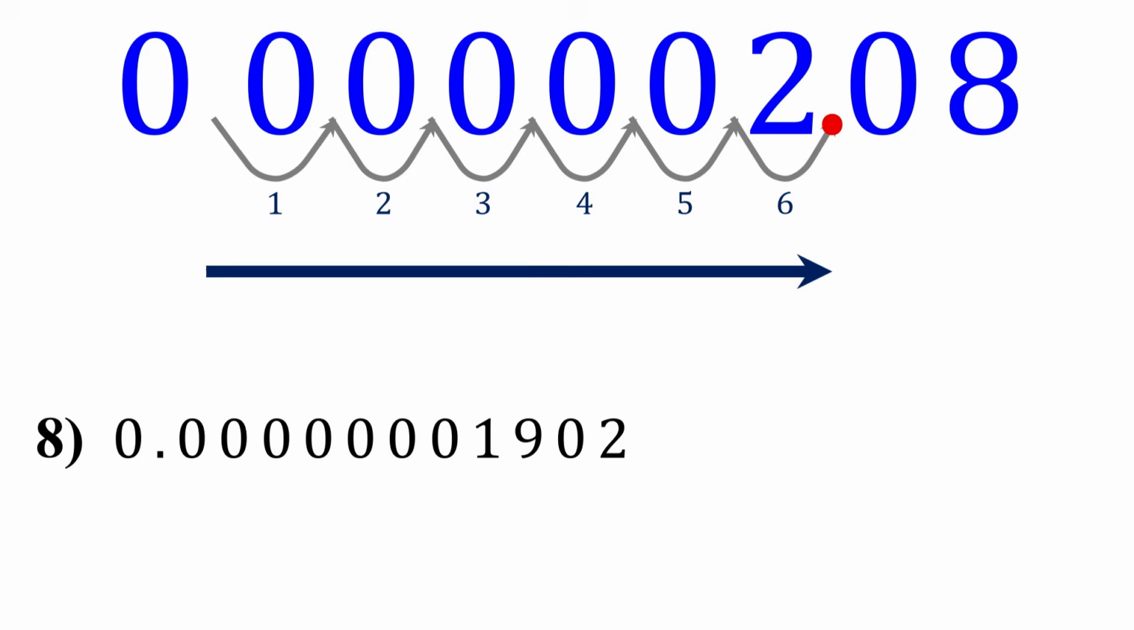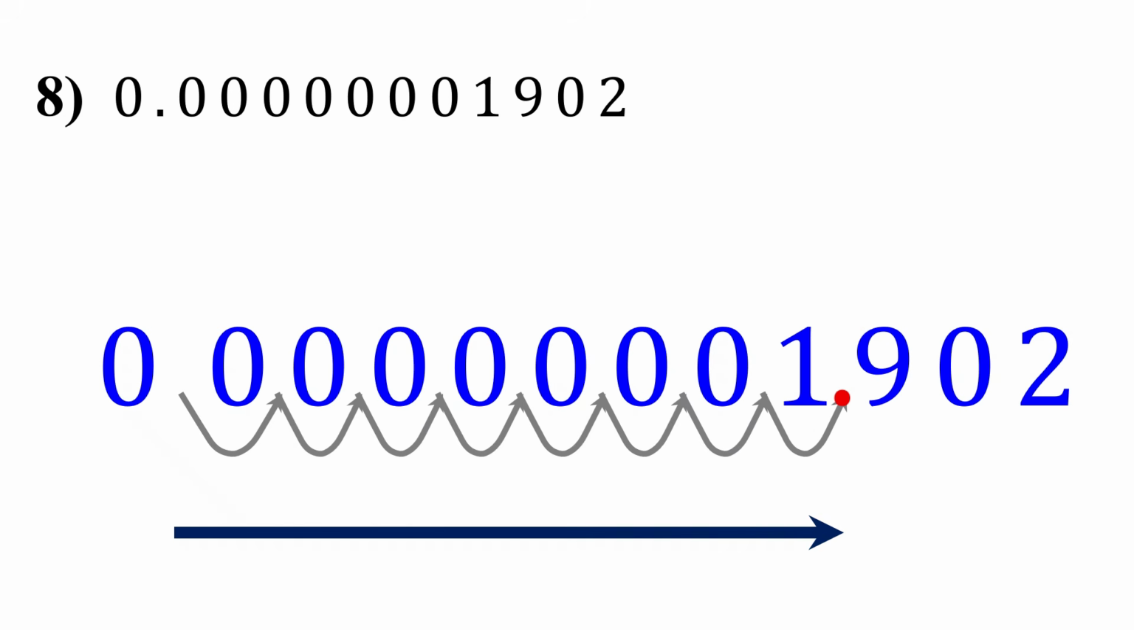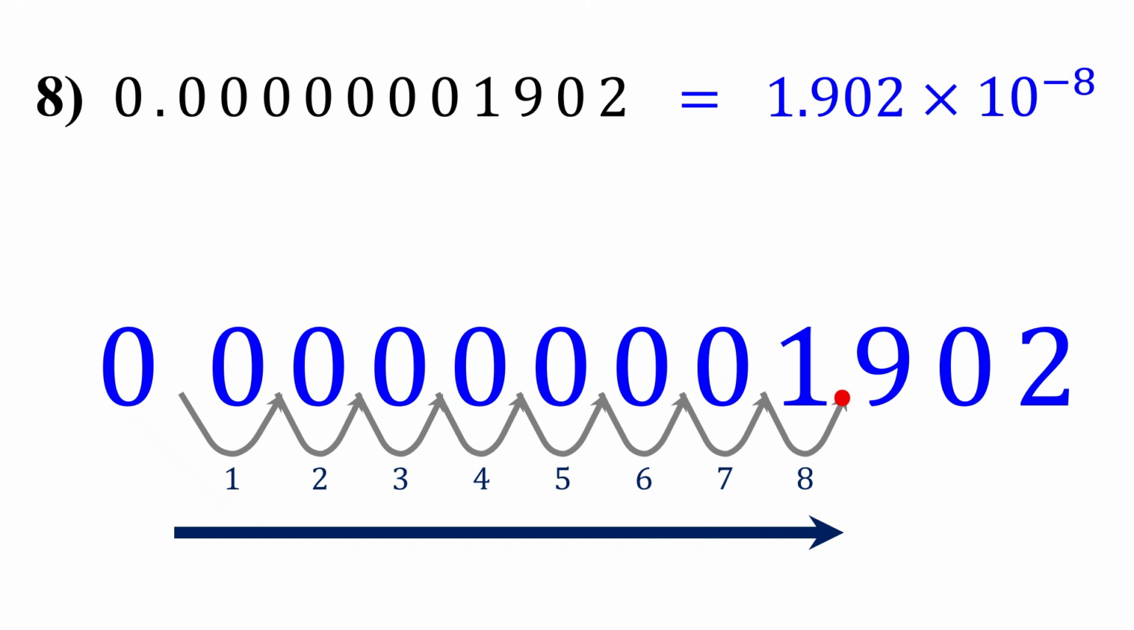We are almost done. Pause the video and give this one a try. Start by writing the first part by moving the decimal point to the right. Moving it 1, 2, 3, 4, 5, 6, 7, 8 places, you get 1.902. That's between 1 and 10. So 1.902 is the first part. Next, write the power of 10. The decimal point moved 8 places to the right. That means the exponent is -8. So we get 1.902 times 10 to the -8th power.